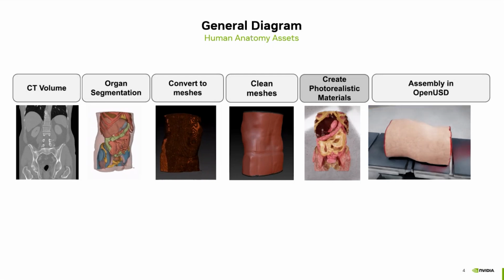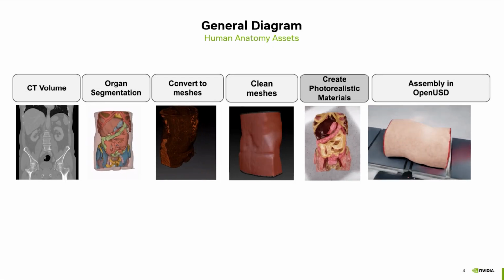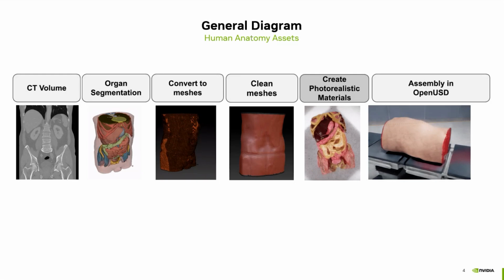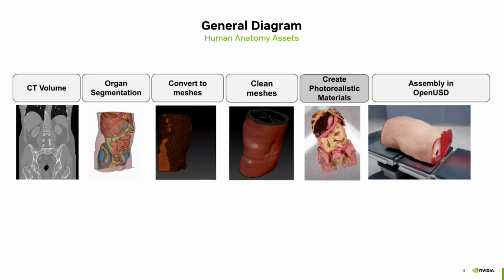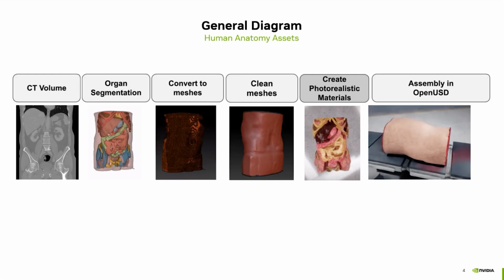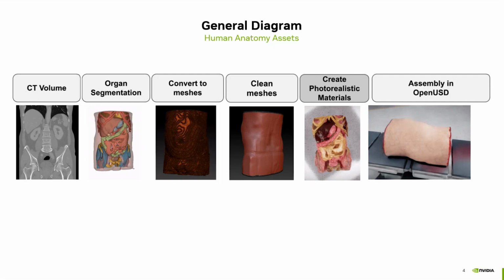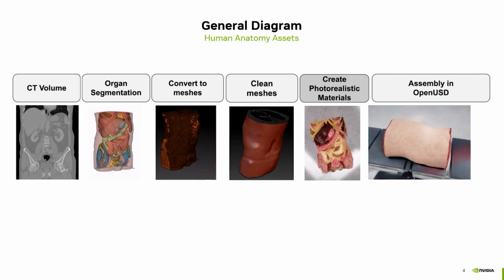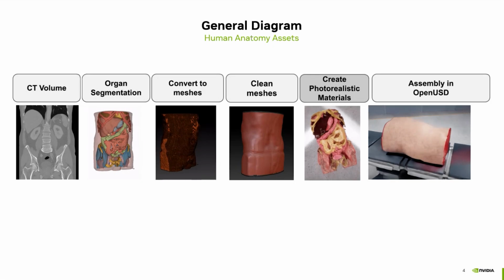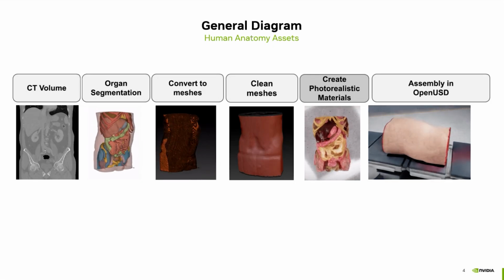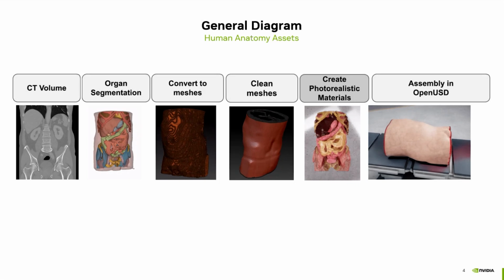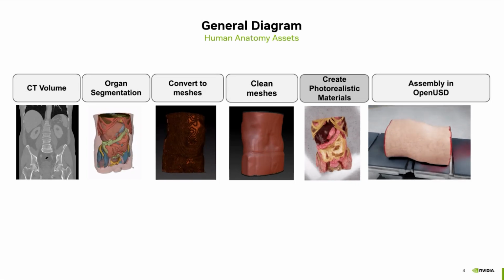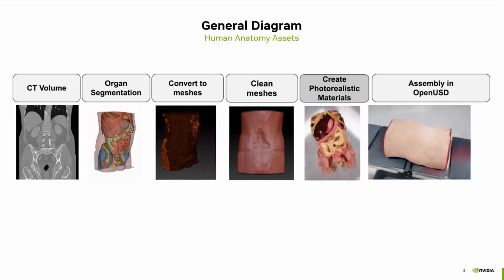So once we clean the meshes, we move to the next step to create the textures, and for this we use Adobe Substance Painter. The input of that was the UV maps. And once we had the UV maps and the textures, we assembled everything in an OpenUSD file, which is the file format that we use for simulation in Omniverse.